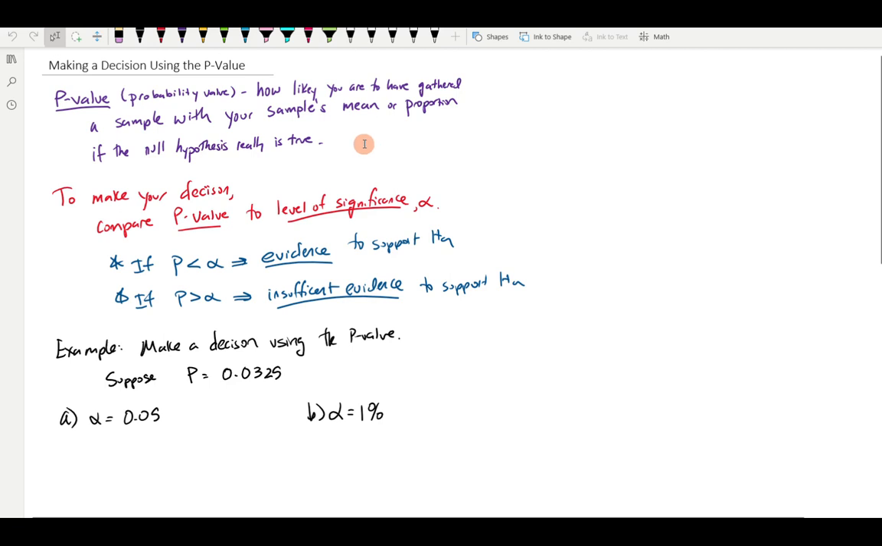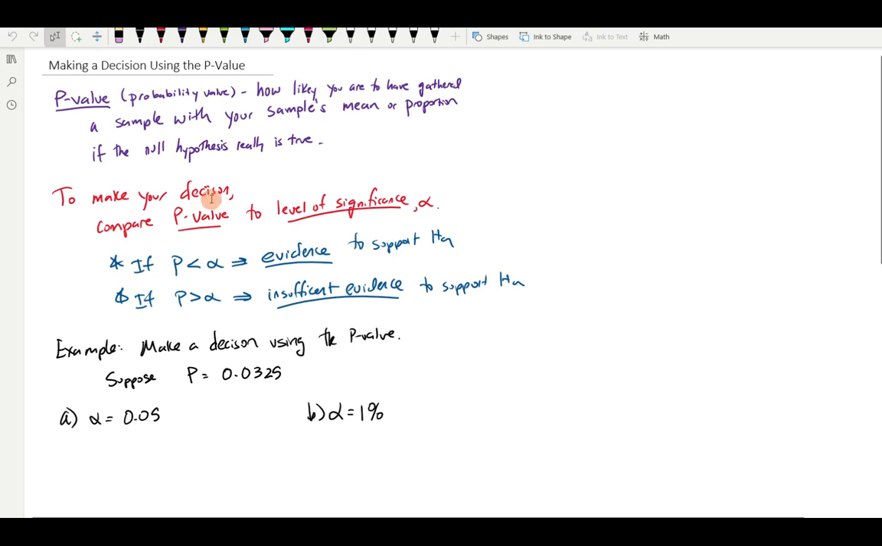Remember, we are seeking to discredit the null hypothesis by assuming the null hypothesis is true and then seeking evidence that would be a contradiction, that would be a weird situation. This is done by looking at the p-value, looking at how likely it is to have gathered our sample, assuming the null hypothesis is true.